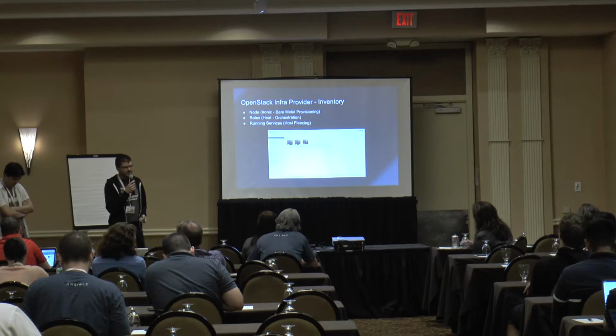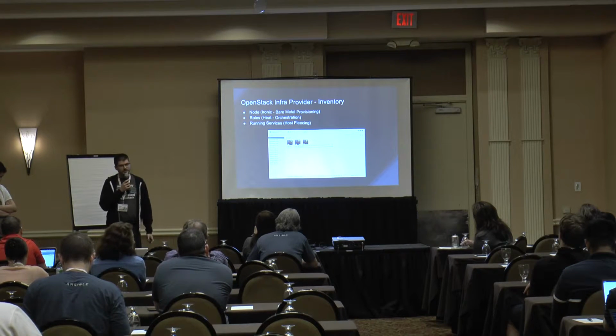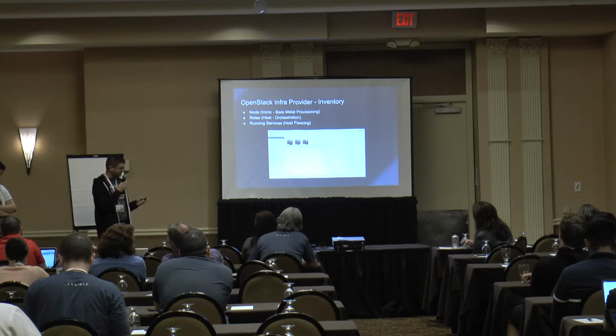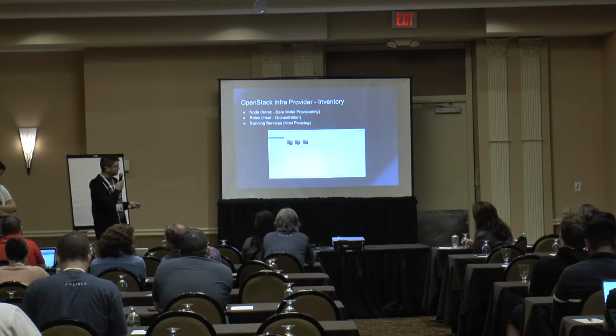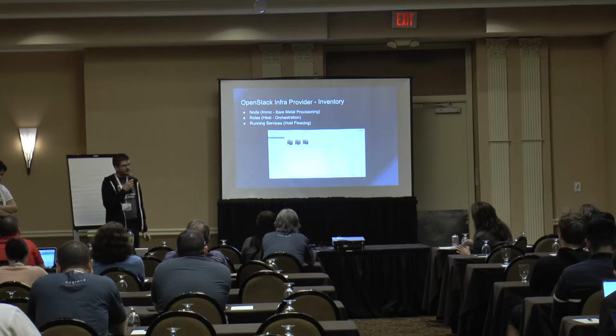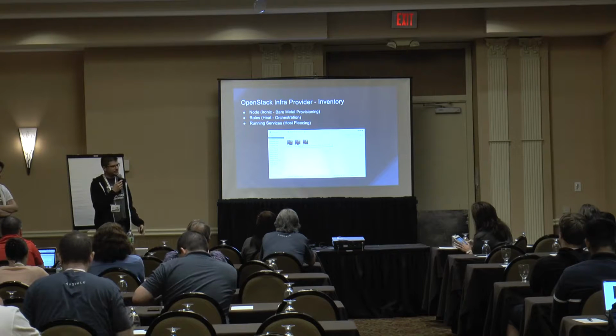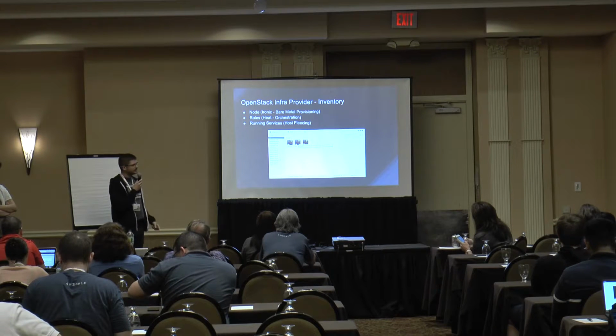So the OpenStack infra provider connects to the Undercloud from TripleO. And first we need to populate the inventory. We get quite a lot of information from the Undercloud OpenStack services. So we get a list of nodes from Ironic, the bare metal provisioning service. These are essentially physical machines the Undercloud is using and the Overcloud is running on top of.